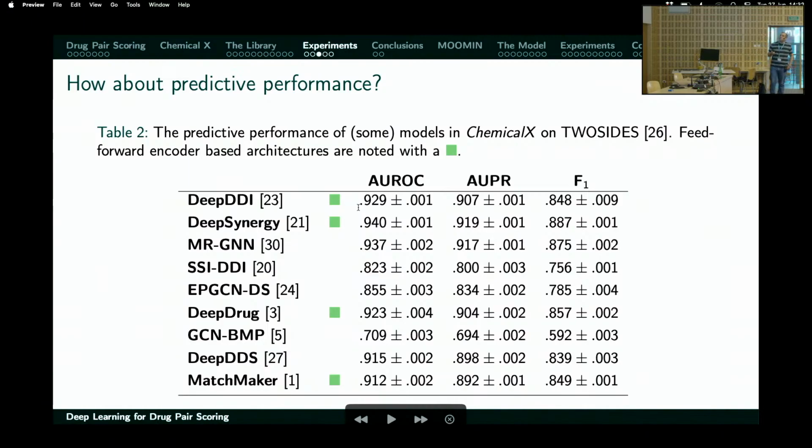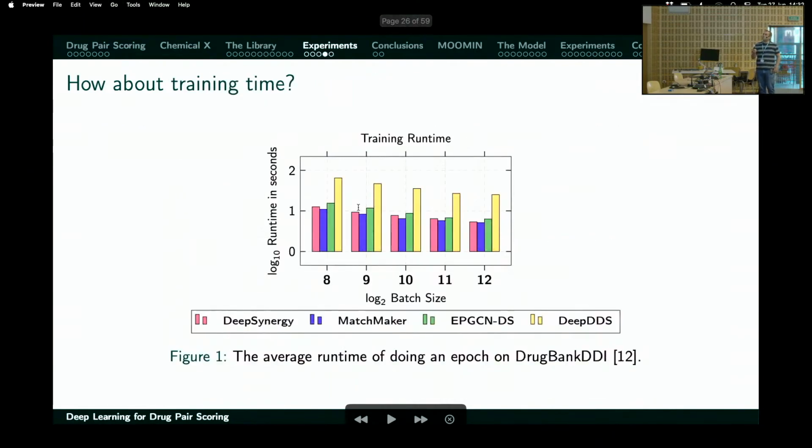So what we did is have 10 separate runs with the hyperparameter settings from the paper on this very specific structured split. And the main result is that you can't really reproduce the results of the GNN papers. They are not as good in a sense. Cool. Then what we looked at is also training time. So we were interested in making a single epoch on drug bank DDI, and we, yes, please, there's a question there.